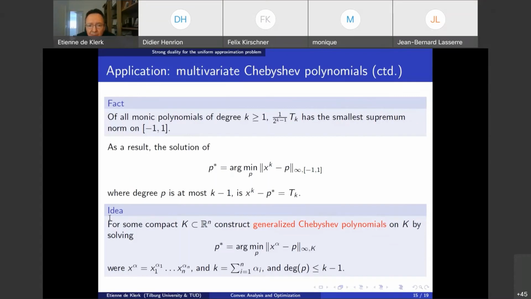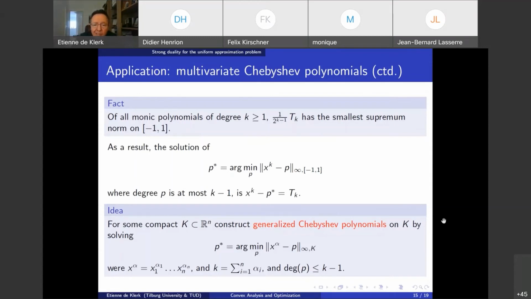Also, it depends. We start on [-1, 1] in the univariate case, but it depends a lot on the compact set in R^n where we want to define generalized Chebyshev polynomials. So there's no simple answer to how to generalize the Chebyshev polynomials to the multivariate case.